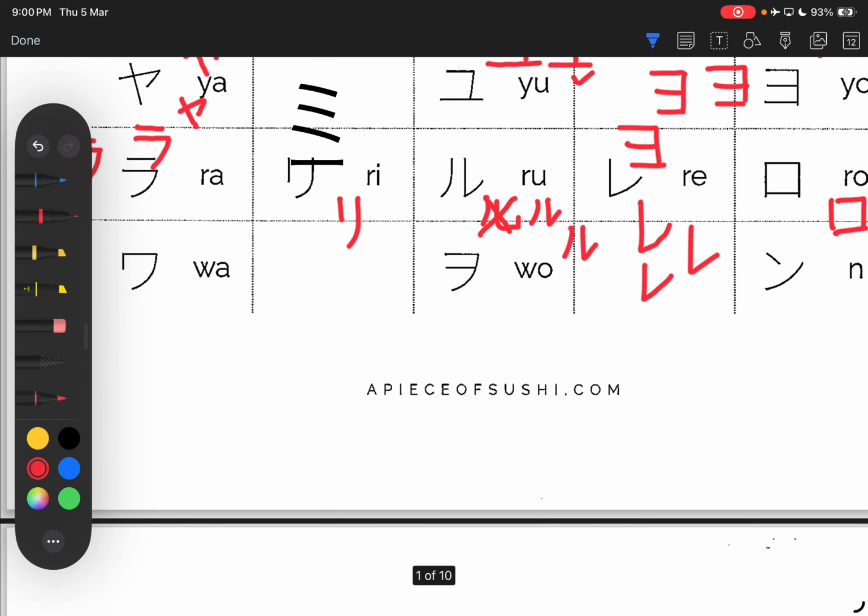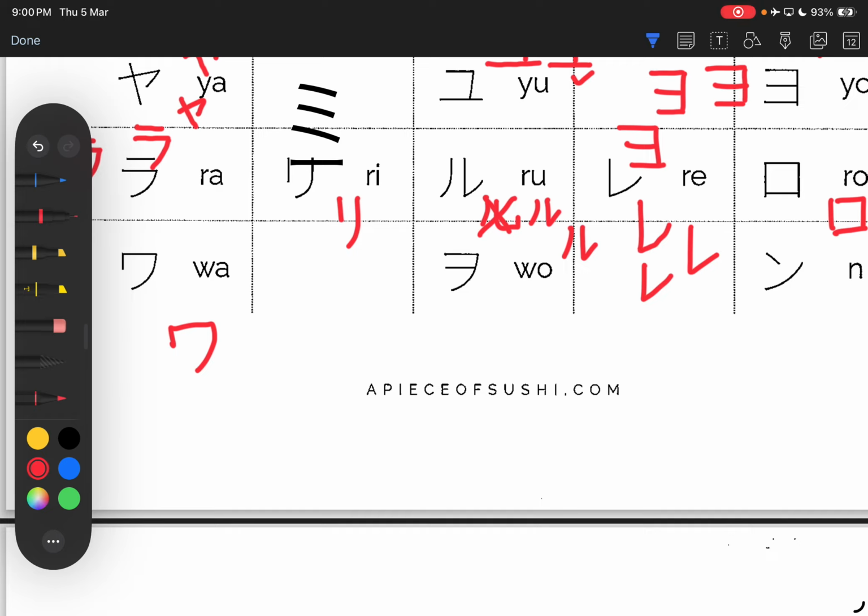Next line we have wa. So very similar to our u at the top. We just need to draw the roof without the dot. All in one stroke. Wa.